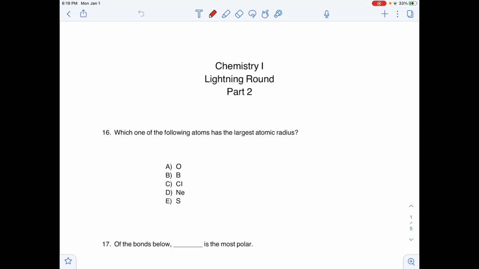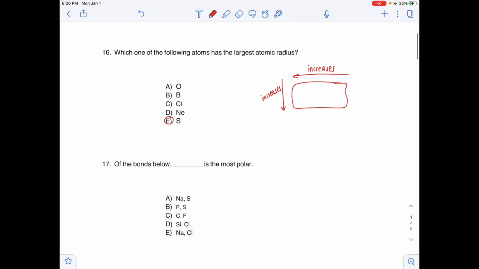Well, if you look at the periodic table, you will end up seeing that sulfur has the largest atomic radius because, say if this is your periodic table, the atomic radius increases as you go down, and the atomic radius increases as you go from right to left. So when you look at all of those on a periodic table, you're going to see that sulfur ends up having the largest atomic radius.